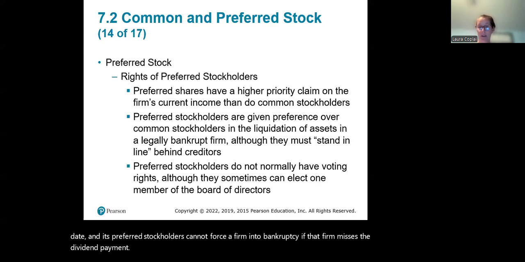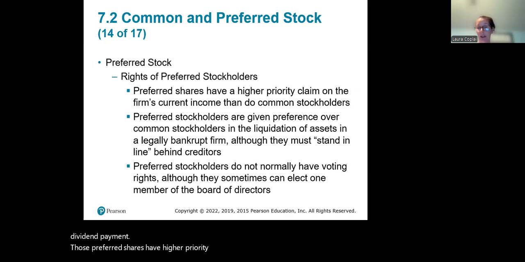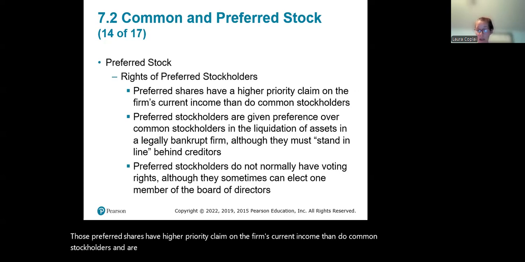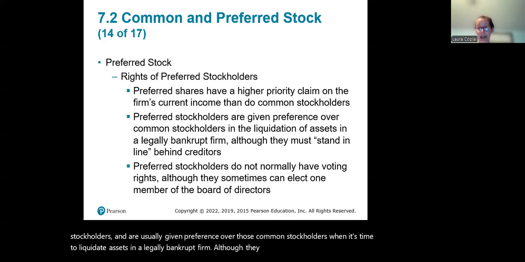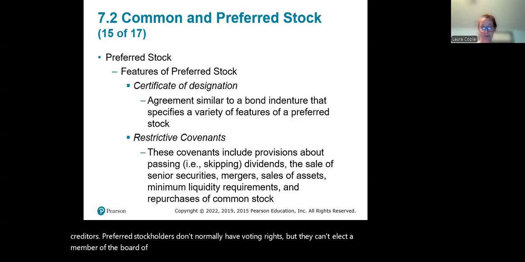Those preferred shares have higher priority claim on the firm's current income than do common stockholders, and are usually given preference over those common stockholders when it's time to liquidate assets in a legally bankrupt firm, although they have to stand in line behind the creditors. Preferred stockholders don't normally have voting rights, but they can elect a member of the board of directors.